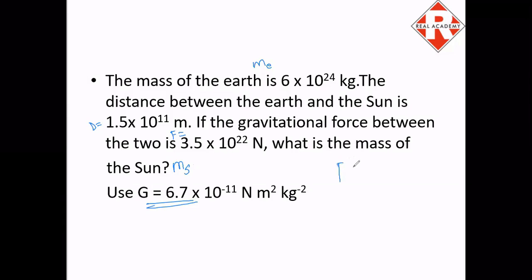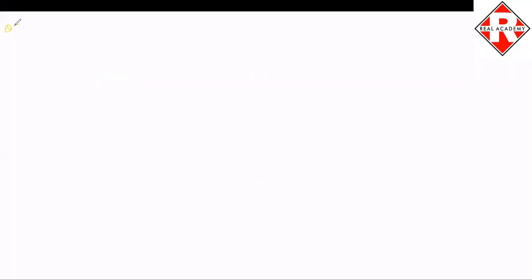We know the formula already, F is equal to G m1 m2 upon d square. This is the formula. F is given, G is given, one of the masses is given, and distance is given. You have to find the mass of the second object. Now in this case the objects are earth and sun. Earth का mass दिया है, sun का find करना है. So it is as simple as that. You just have to substitute the values in the given formula. So we are on question 5th, question G.